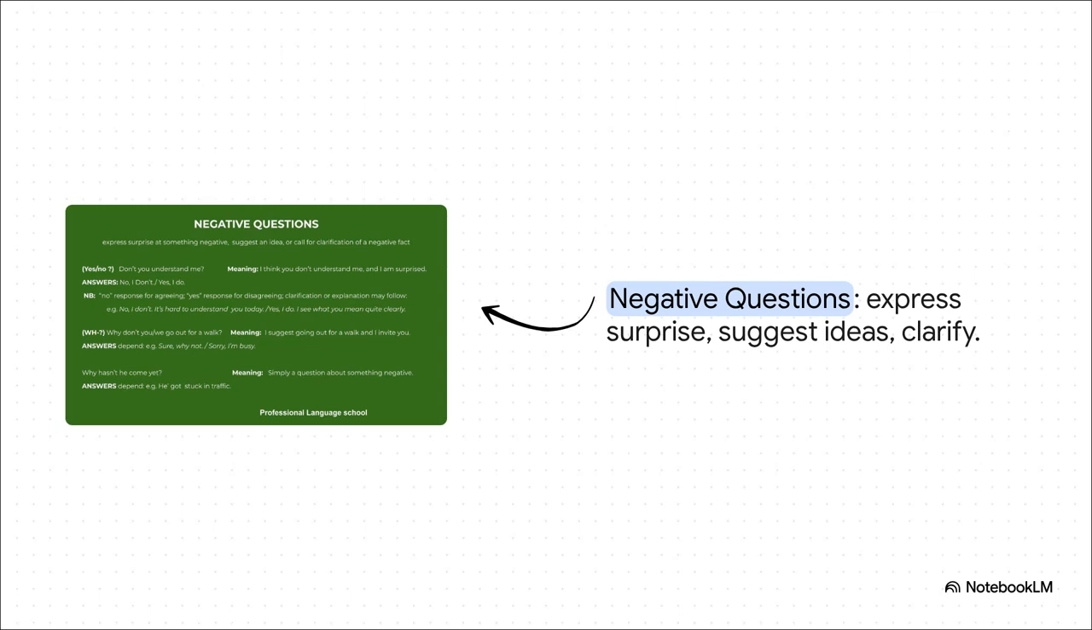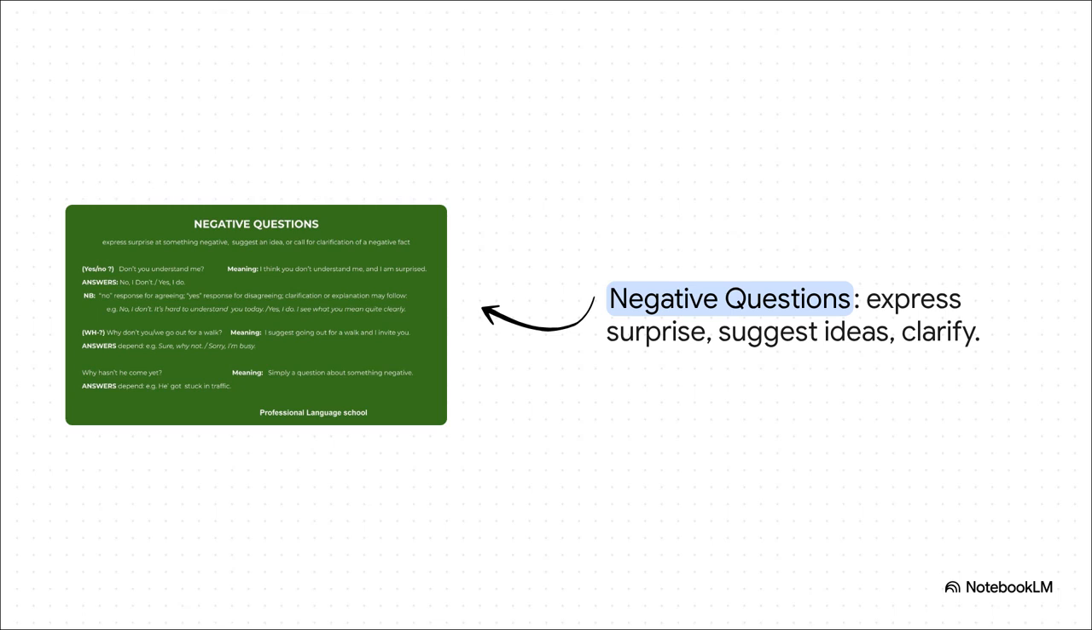It is absolutely crucial that we understand the why before we get bogged down in the how of the grammar. Because honestly, we don't just use these to randomly ask for negative facts. We use them because they're packed with emotion, conversational nuance, and these really subtle expectations. There's really a dual nature to these questions. On one side, we've got your yes-no negative questions like, don't you understand me? Which carries a heavy meaning of surprise. It's like saying, I think you don't understand, and wow, I'm shocked by that.